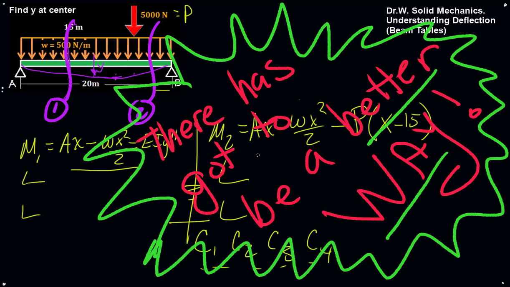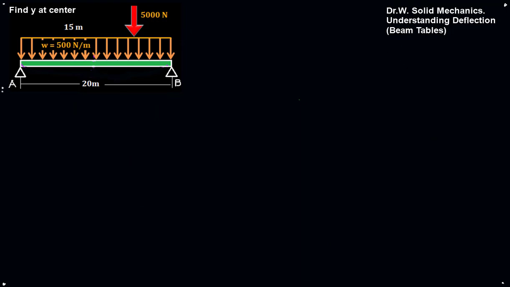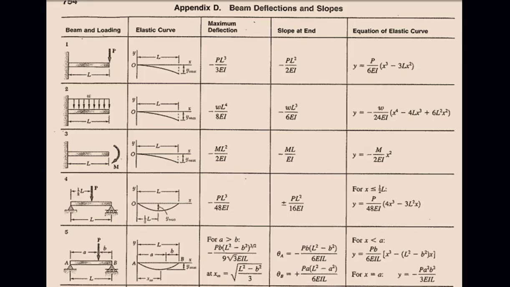Thankfully, there's a better way. We can use deflection or beam tables, as they're called, where someone's already worked out the deflection equations for many different forms of loading. Here's an example of one. It's important to make sure you pick the right loading pattern.